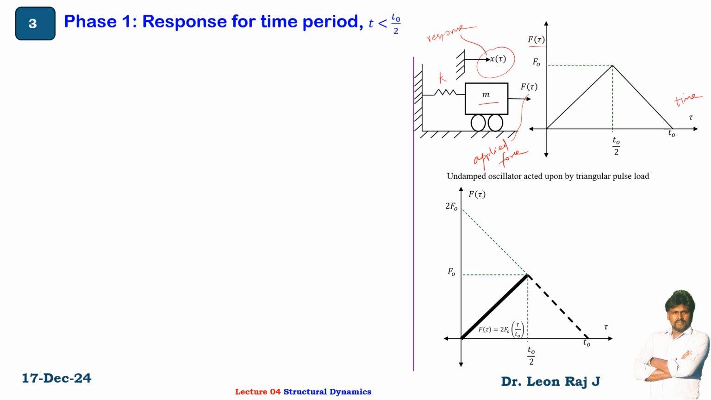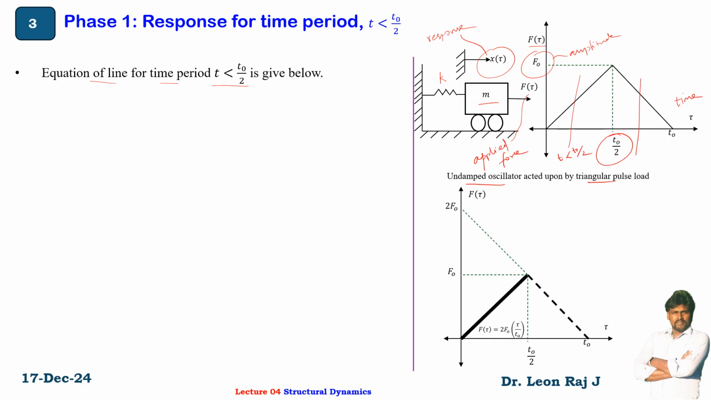You can see two right angle triangles exactly bisected at t0 by 2. The amplitude is f0. So this is an undamped oscillator acted upon by a triangular pulse load. So how to derive the response? The equation of the line for a time t less than t0 by 2. Then another section is where t is in between t0 by 2 to t0, and another where t is greater than t0.